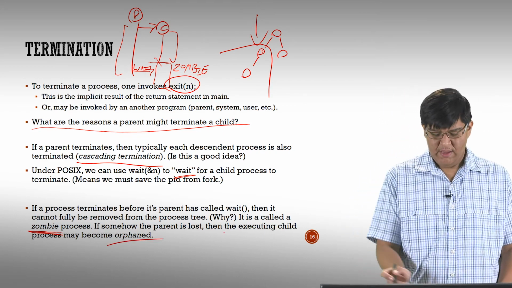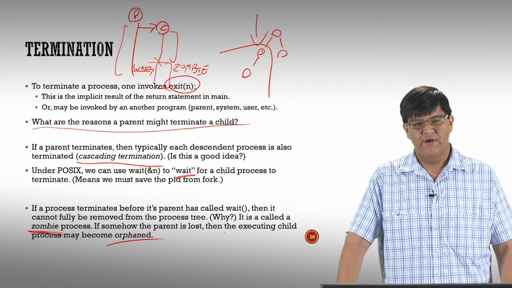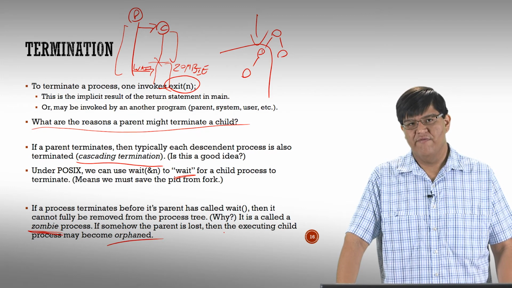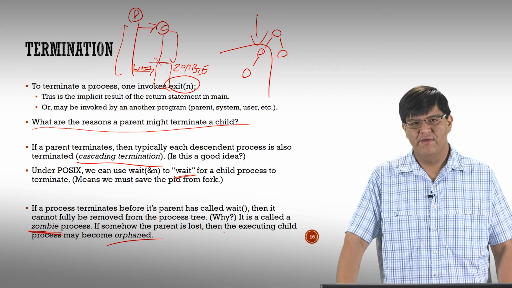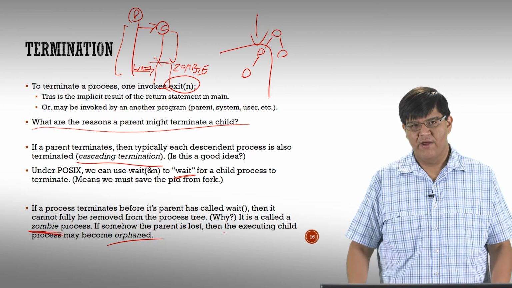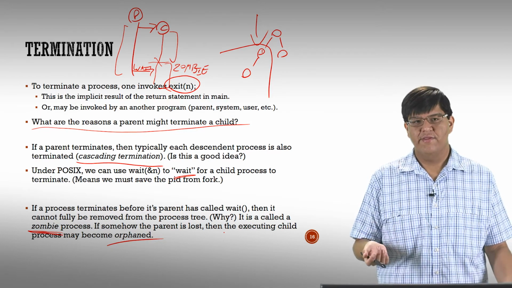Last bit of terminology there: if for some reason the parent just disappears, because you never know, errors happen, what happens is the child processes become orphaned. So nobody really knows about them. Nobody's managing the resources or anything else. So that's just some of the terminology. A process that's lost its parent is an orphaned process.